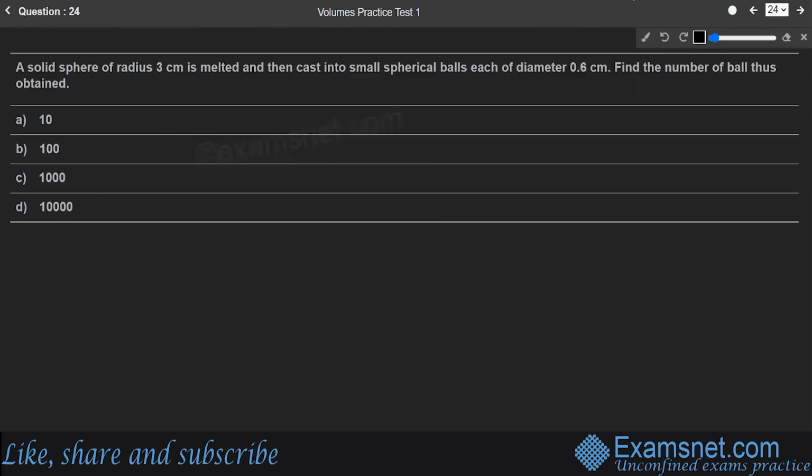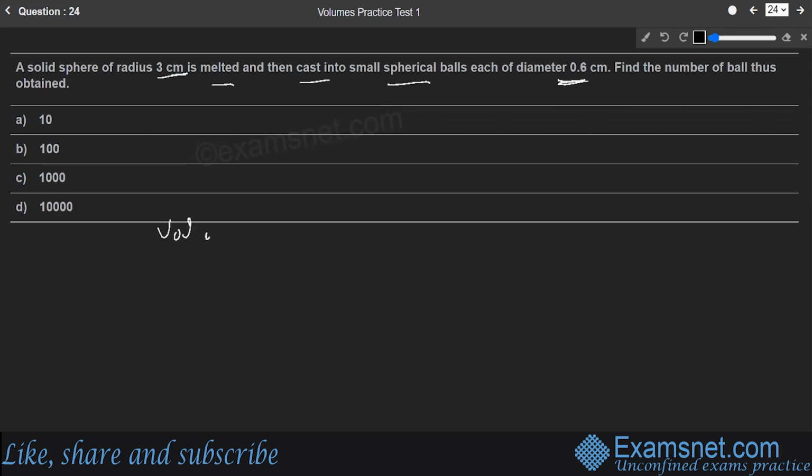Now he says a solid sphere of radius 3 centimeter is melted and then cast into small spherical balls, each of diameter 0.6 centimeter. Find the number of balls thus obtained. Okay, so a solid sphere is melted, so its volume is to be converted into small spherical balls. They have a different radius. So he's asking for the total number of such balls that can be created. So clearly we are supposed to find out the volume of each particular ball. Okay, so let us find out.